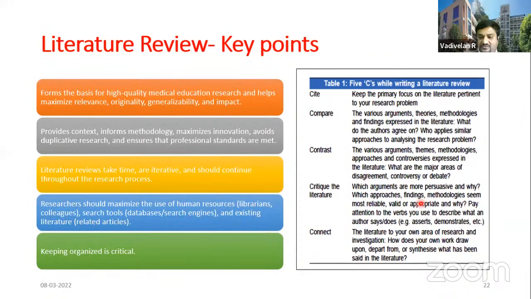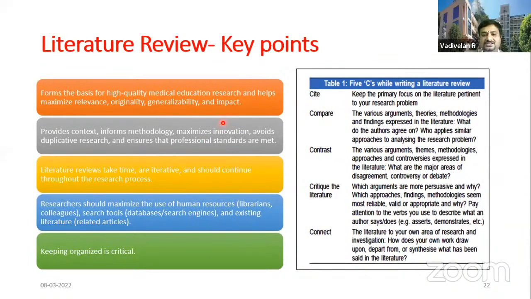So you should critique the literature, whether the argument which is being made is persuasive and why, and which approach, finding, or methodology seems most reliable, and pay attention to the verbs you use to describe what an author says, does, asserts, or demonstrates. Finally, you connect it, the literature to your own area of research and investigation. How does your own work draw on, depart from, or synthesize what has been said in the literature? So try to follow these 5 C's while reviewing a literature.